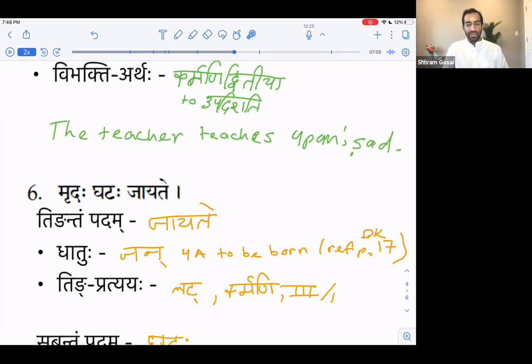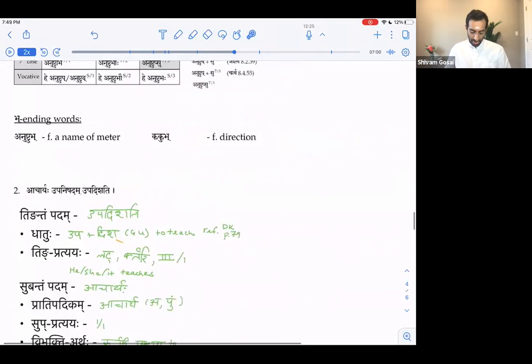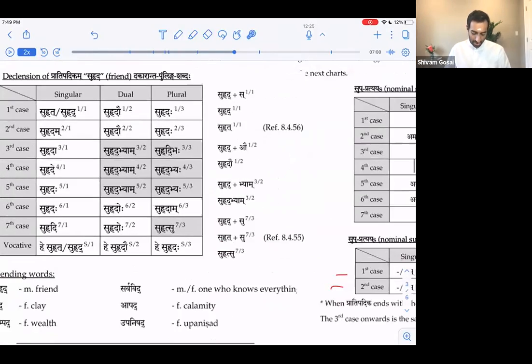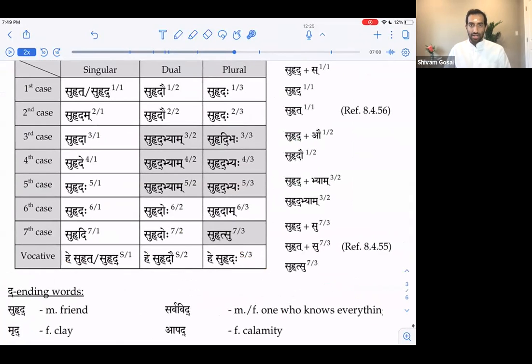The pratipadika is mrid, just like suhrid. Okay, so seeing some mixed answers there. Let's look at the chart, right? Just like Suhrid. So let's decline Mrid. Mrid is Mrit or Mrid.